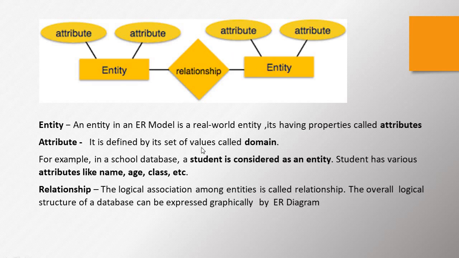And the relationship between these two entities is called as a particular relationship. We can also say as a bank database. So customer is one entity and another one account is one entity. The relationship is your bank domain or account, whatever it is. So the relationship, the logical association among entities is called as relationship. The overall logical structure of a database can be expressed by using this entity relationship diagram.